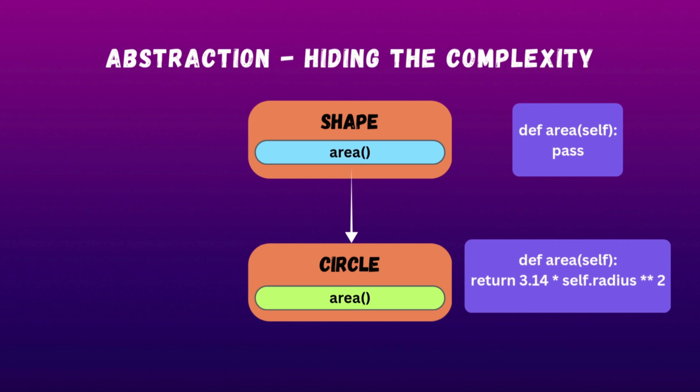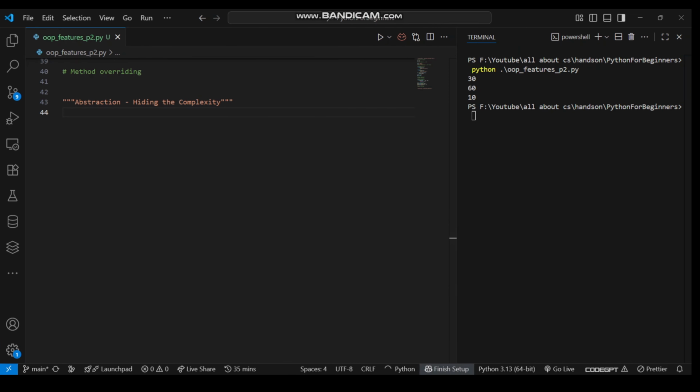If you haven't watched my encapsulation and inheritance video yet, I highly recommend you check that out first to have a better understanding of inheritance. So moving on, let's understand abstraction with an example. Let's consider a shape class where different shapes implement their own way of calculating the area.